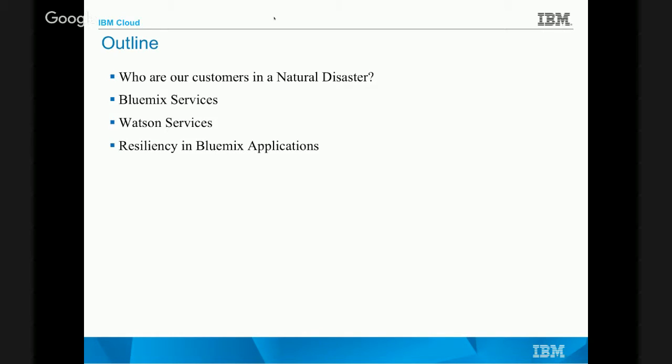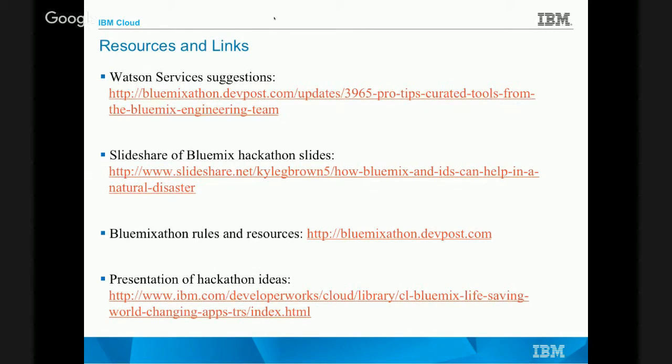So hopefully it'll give you a little more background on that and a little better idea as to how you can use them. And then finally, we did have a question about resiliency in Bluemix applications and how you make sure that your Bluemix application itself doesn't fail during a natural disaster. And we did cover that during the original presentation, but I wanted to just revisit that and make sure that everyone had a chance to understand that one. So the first thing I wanted to do is just give you guys some helpful links, and in fact this entire presentation is available on SlideShare.